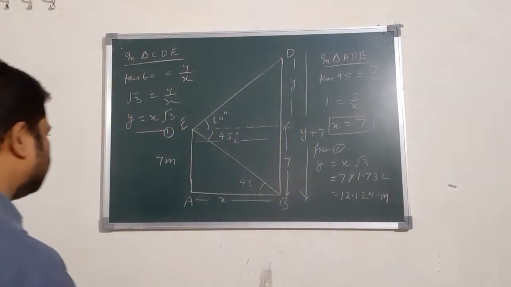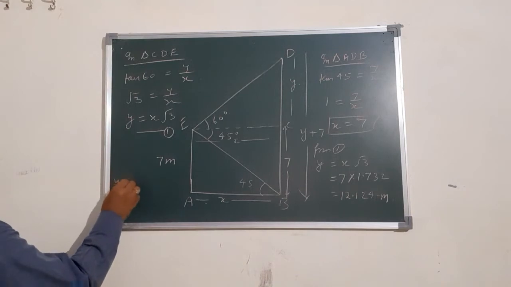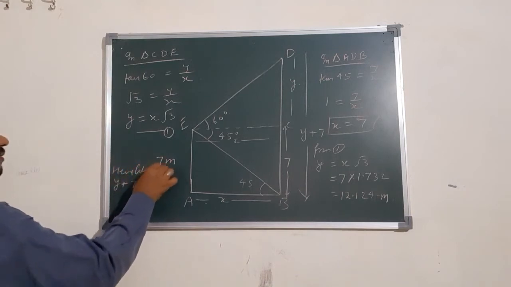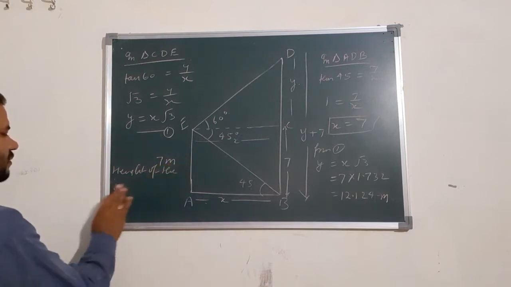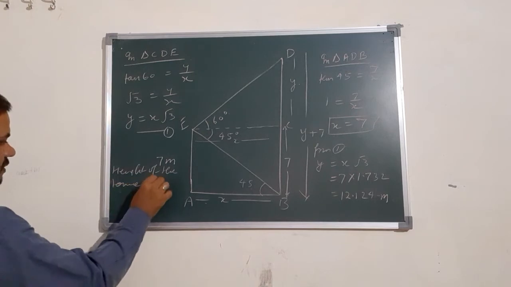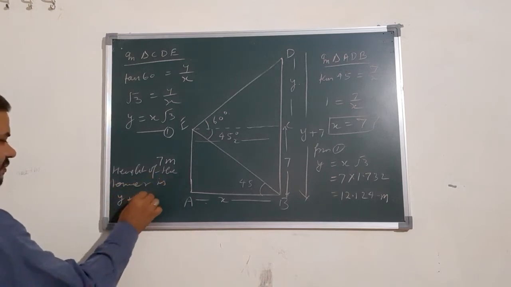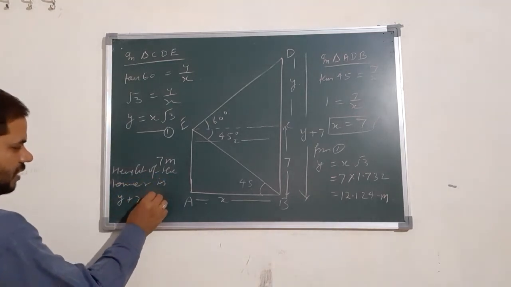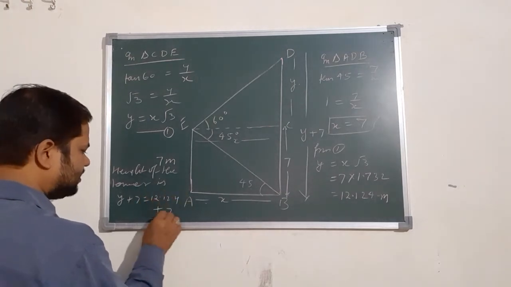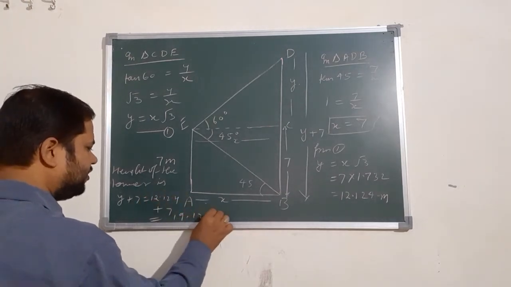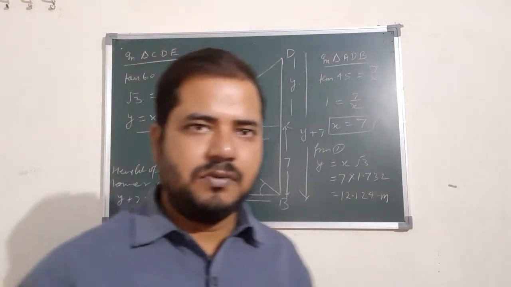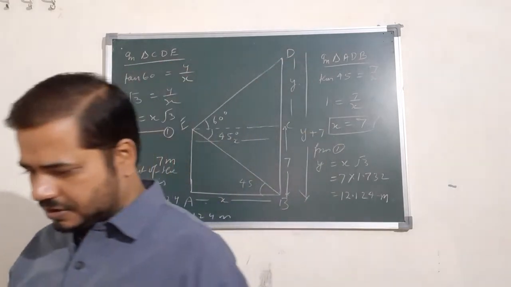Height of the tower is nothing but Y plus 7. That means Y is 12.124 plus 7, which is 19.124 meter. This is the height of the tower. So please note it down.